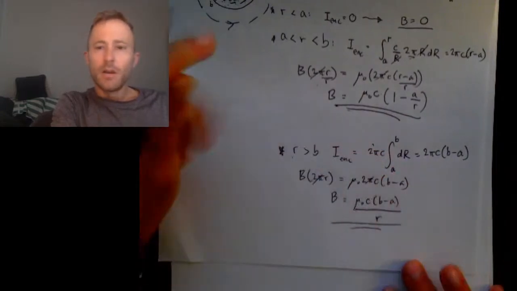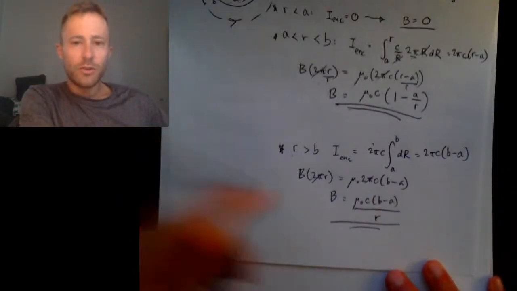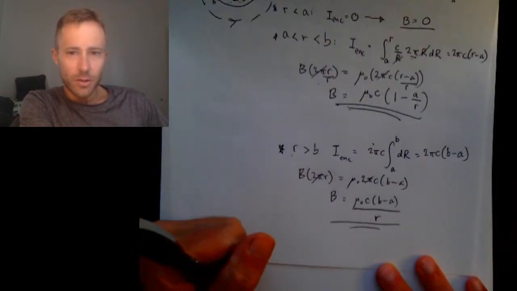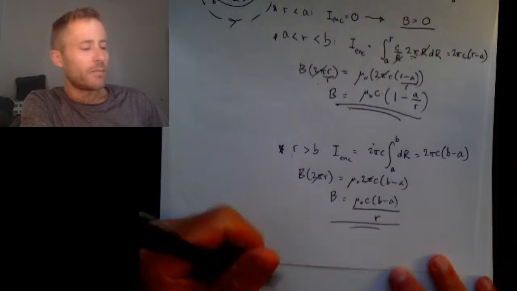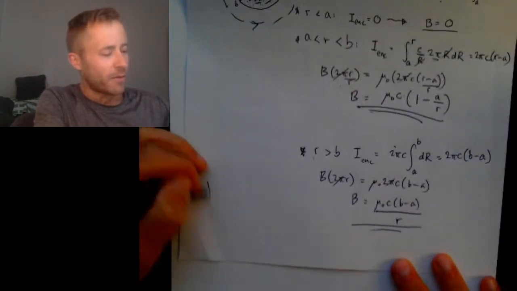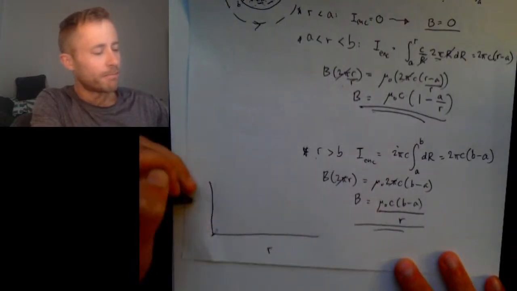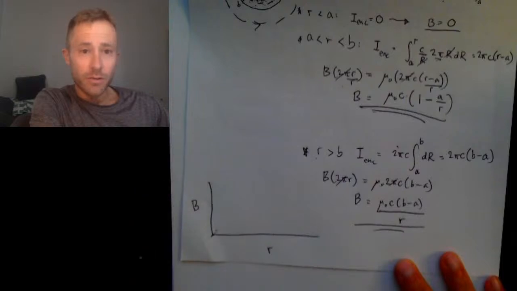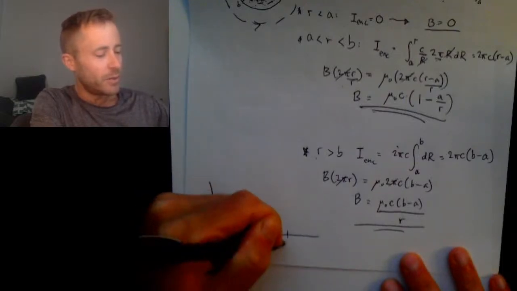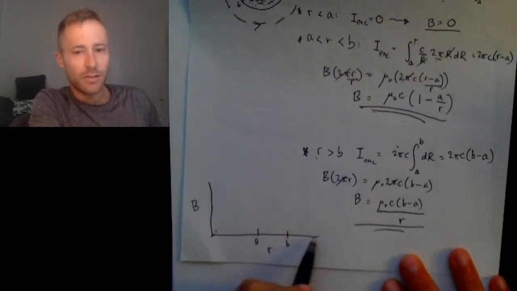Boom. Okay, so let's see, what do each of these graphs look like? And then we're going to stitch them all together. Okay, so remember, we're going to make a graph of magnetic field versus r. And there are 3 critical regions. There's r equals a, there's r equals b. And so it's this region, that region, and this region.